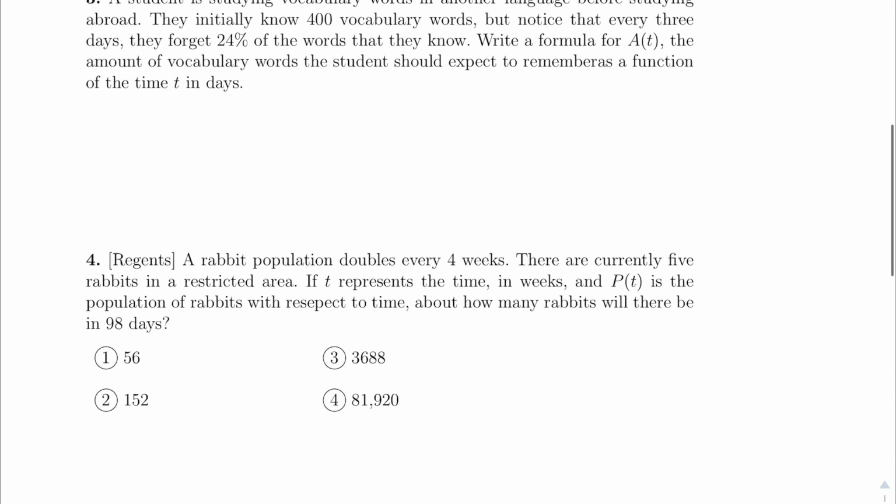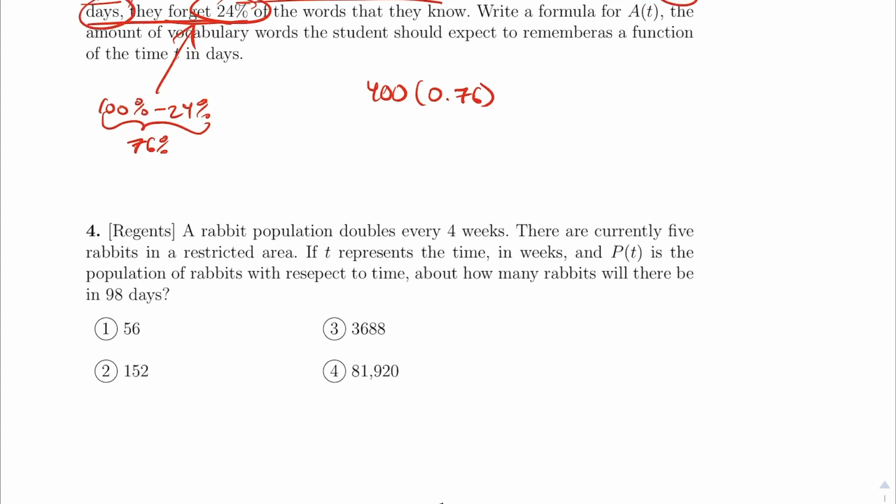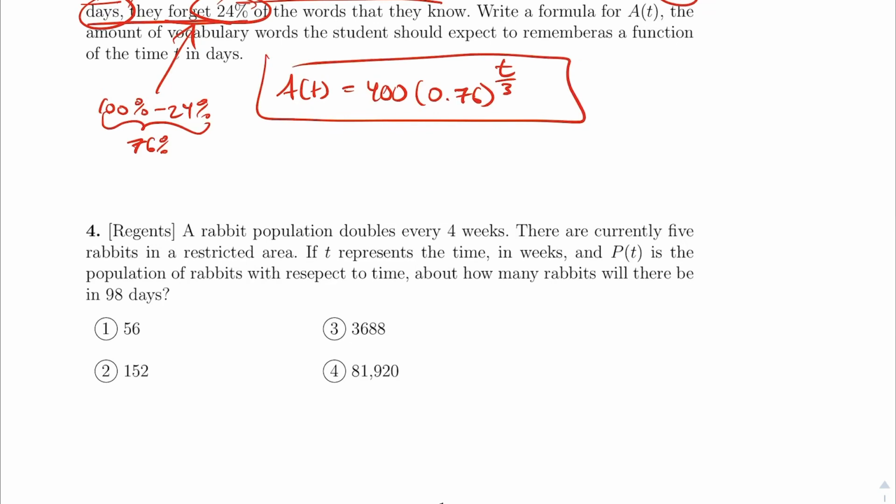A student is studying vocabulary words for another language before studying abroad. They initially know 400 vocabulary words, but they notice that every 3 days they forget 24% of the words they know. Because they're forgetting them, this means that they had 100% mastery, and they lost 24% of those words, leaving them with 76% of the words that they know. But they don't do this every day, they do it every 3 days. So it looks like it's going to be t divided by 3. And we wanted a formula for the amount of words they knew, and it looks like this will do it.